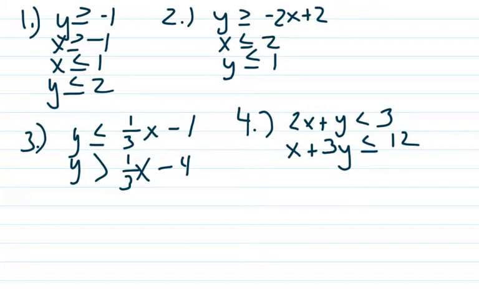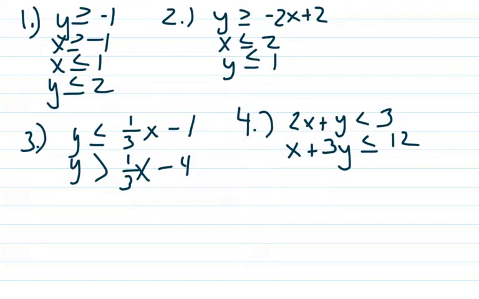So the first one is number 1, and that'll be fun. Y and x are both greater than or equal to -1, and x is less than or equal to 1, and y is less than or equal to 2. I'm sorry if I say one of them wrong.